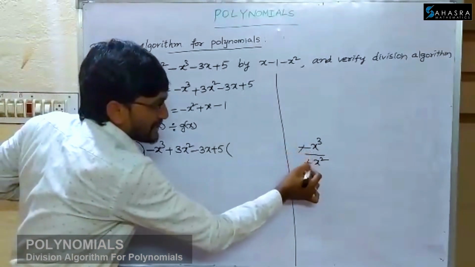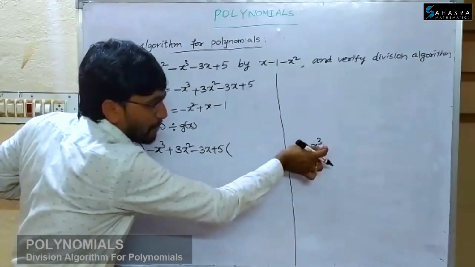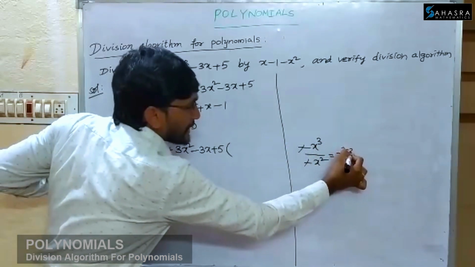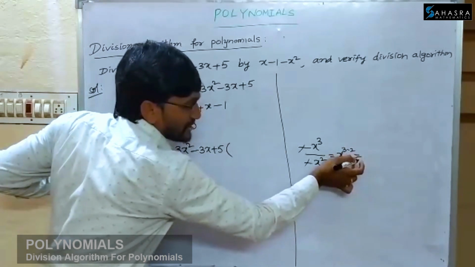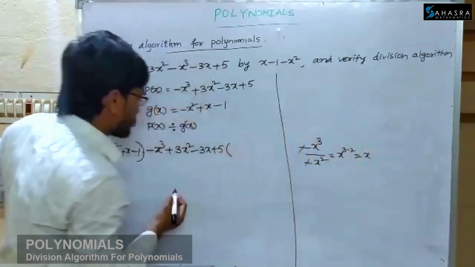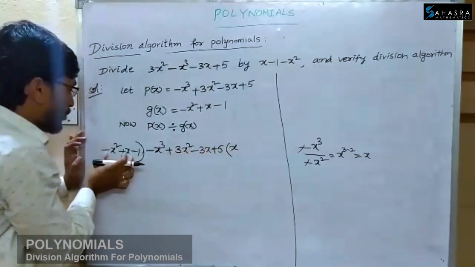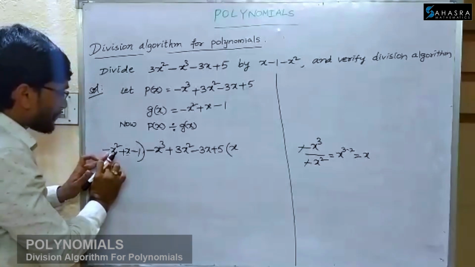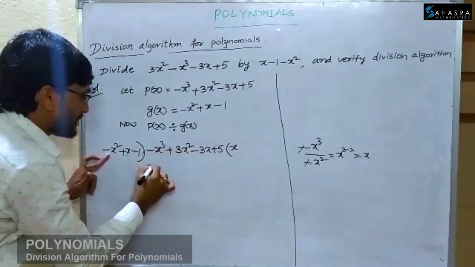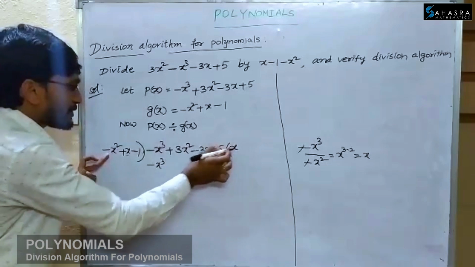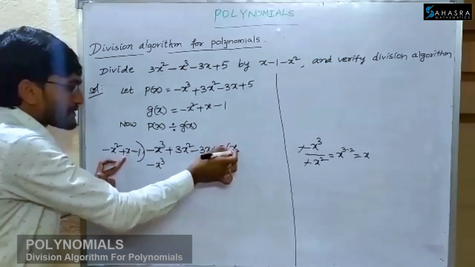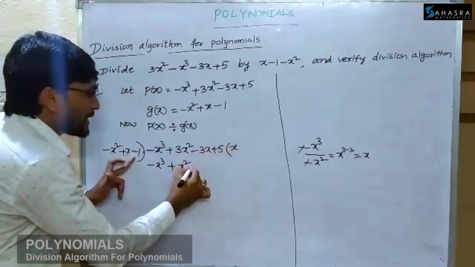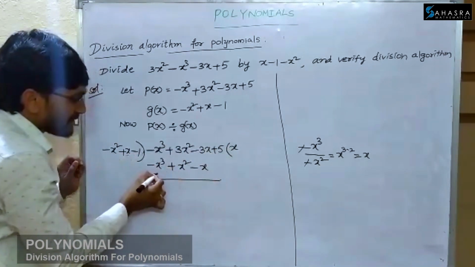So minus gets cancelled. x cube by x square. It is in the form of a power m by a power n, nothing but a power m minus n. x power 3 minus 2, nothing but x power 1, nothing but x. So now we have to multiply this total expression by this x. Minus x square into x is minus x cube, plus x into x is plus x square, minus 1 into x is minus x. Now change the signs.